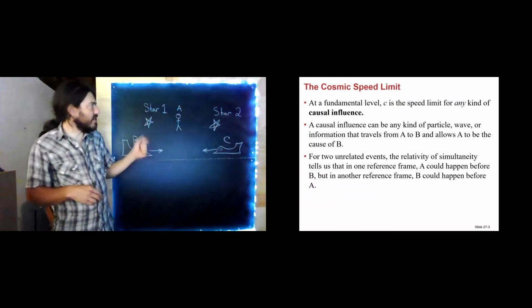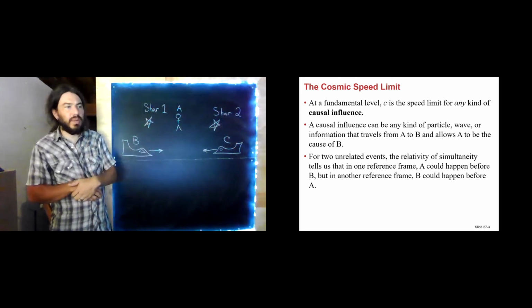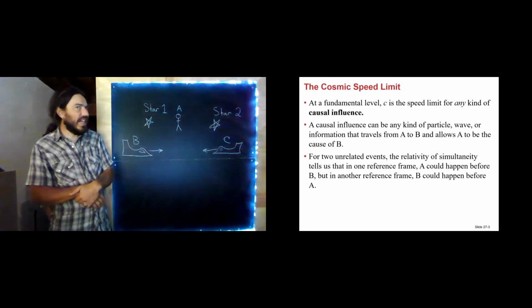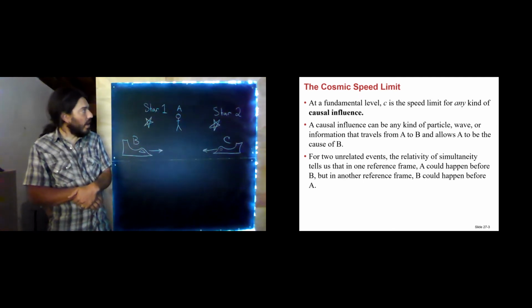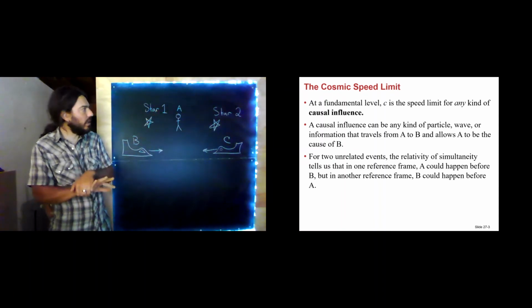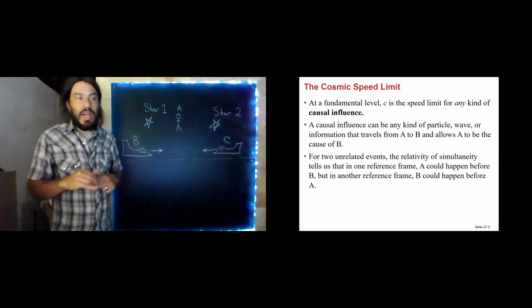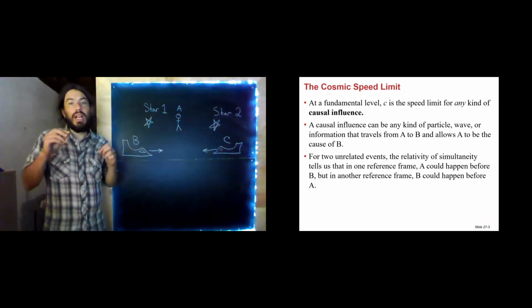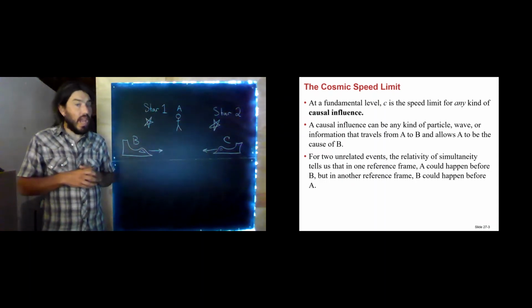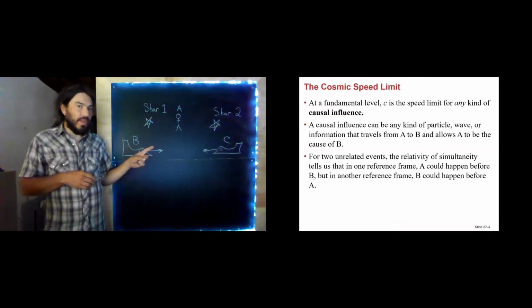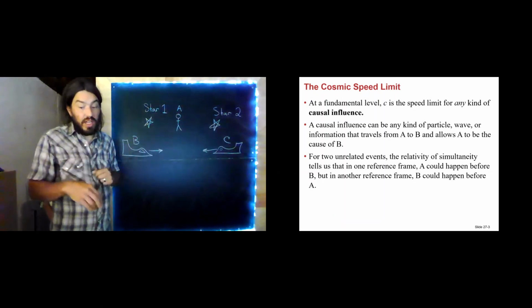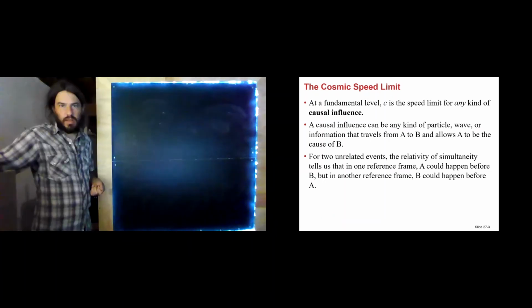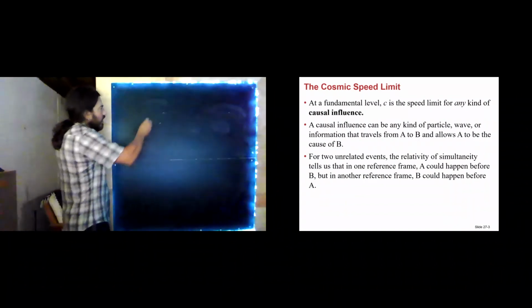So for these events, star 1 explodes and star 2 explodes, there's no definite answer to which one happened first. They might have happened at the same time, or one of them might have happened before the other, depending on the observer. Now again, I'm not going to go into a whole lot of detail on that, or ask you any questions about it on the exam, but it is a true fact. This is only the case, though, if those events are not causally related.